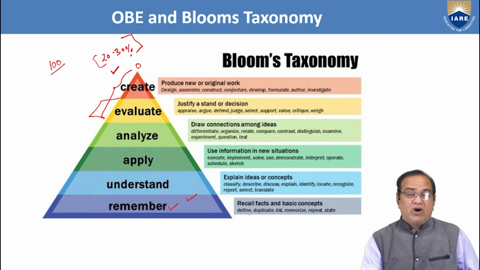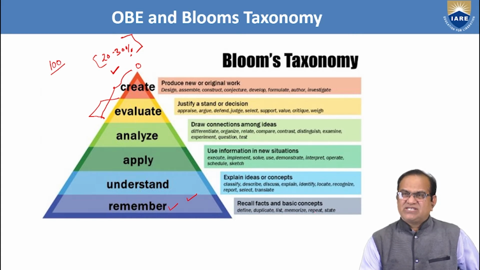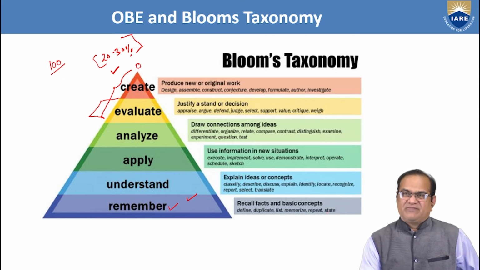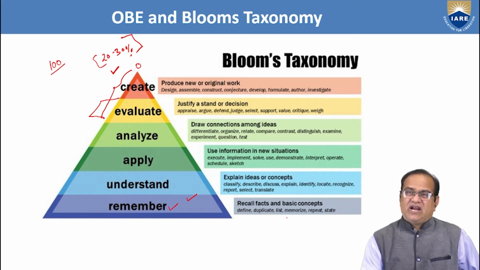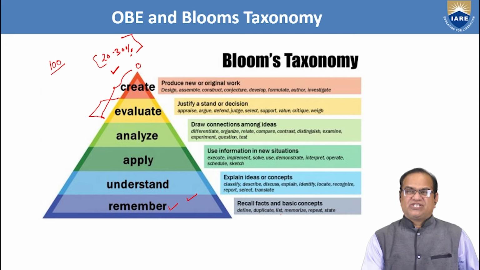In this, some verbs are there. For every level, some verbs are defined, and by these verbs the course outcomes are made. So in remember, the verbs are define, duplicate, list, memorize, repeat, state. State Newton's law. Memorize the number of parts in an automobile. List the advantages and disadvantages of the solar system. Duplicate means you just have to reproduce. Define Newton's law.